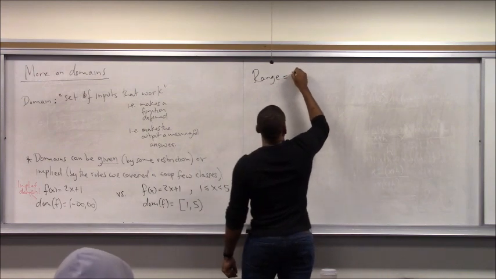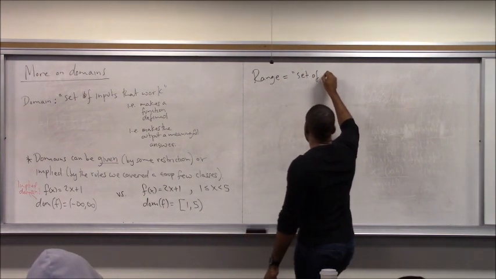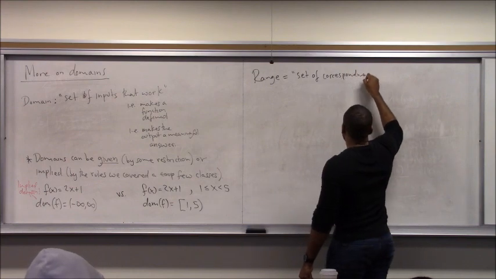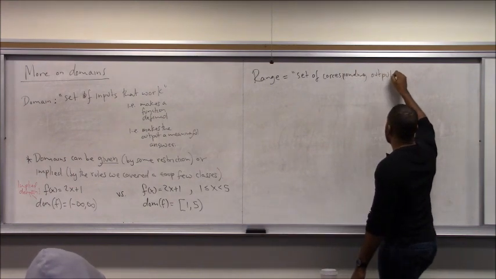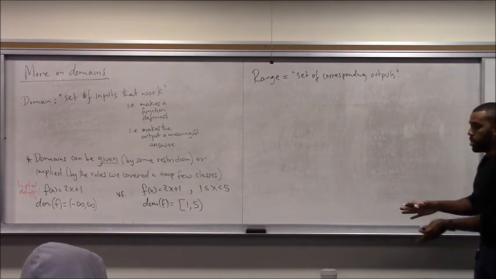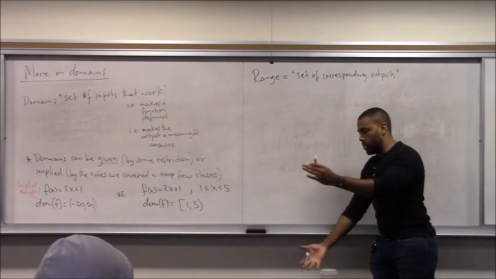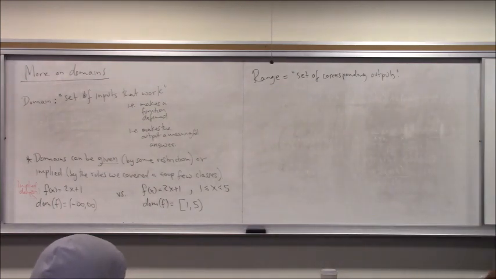The range is just a set of corresponding outputs. So once you figure out all the things you can plug into your function, now you look at what they evaluate to. Look at the set of all those things, that's called the range of the function.